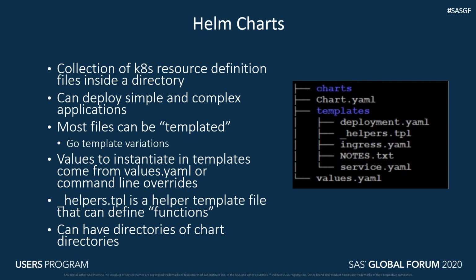And the actual values, with the help of Helm, can come from the values.yaml file or from the Helm command line override. There's also a helpers.tpl file, which is a helper template file that can define different functions, a sort of programming we can do, for different functions to return values to be put into the YAML files. And then you can have chart directories out there.